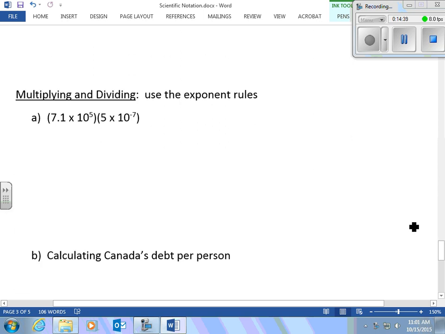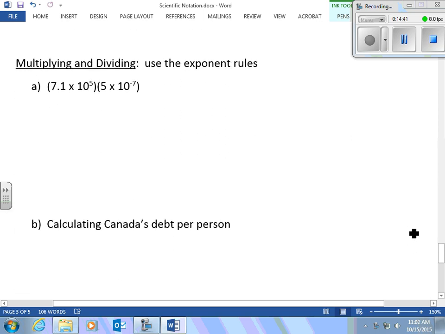All right, multiplying and dividing. We need to use our exponent rules for this. And sometimes these numbers are going to be too large to fit in your calculator, so it does not make sense to change them to decimal notation. Keep them in scientific notation.